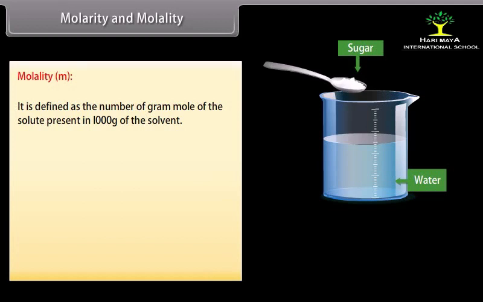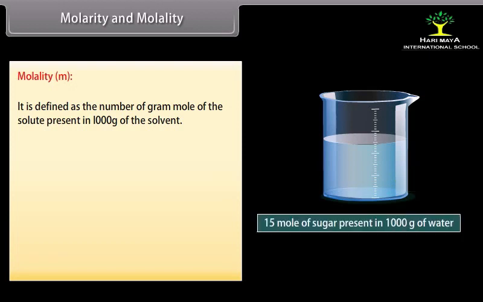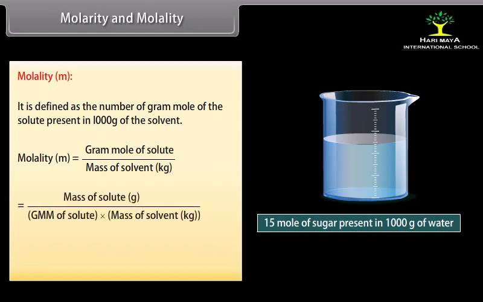Molality. It is defined as the number of gram moles of the solute present in 1000 grams of the solvent. It is represented by small m. Mathematically, molality m is equal to Wb in grams divided by the product of the gram mole mass of B and Wa in kilograms. A solution containing 1 mole of solute per 1000 grams of solvent has molality equal to 1 and is called a molal solution.